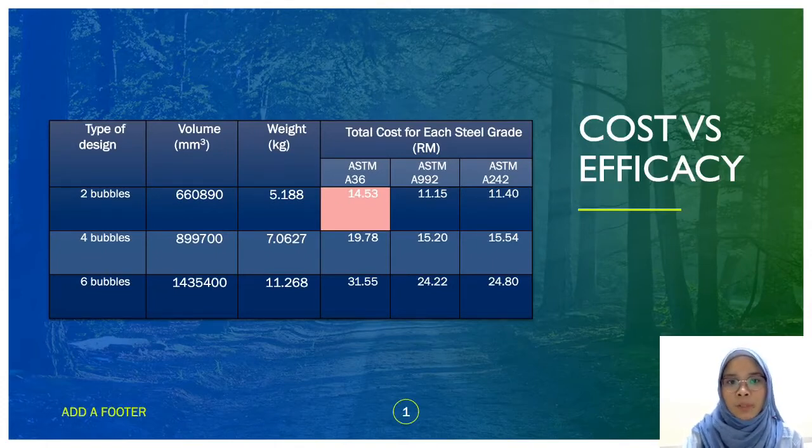A992 steel cannot be used for this design since its tensile strength is lower than the analysis tensile strength. After the analysis and comparison, A36 steel grade is chosen as the material. Although it has the highest price out of the 3 materials, it is still considered low compared to other materials such as stainless steel. A36 is also widely used as construction steel, so there is almost no risk in the future, hence making it cost efficient in the long run.